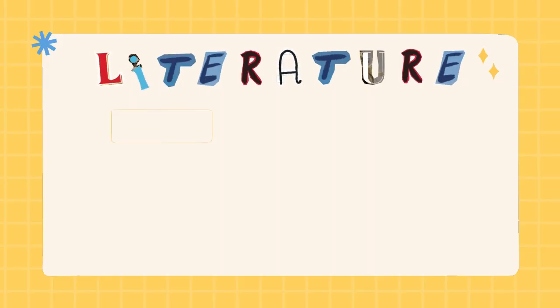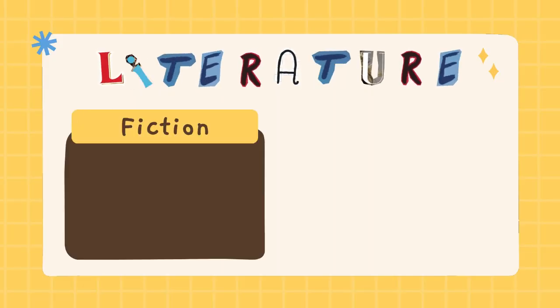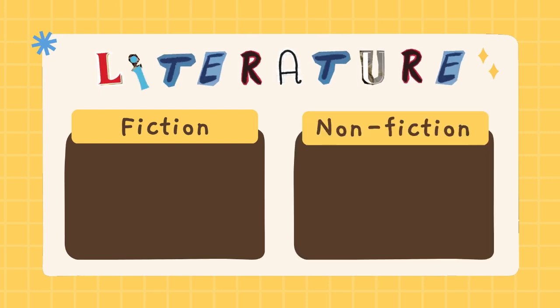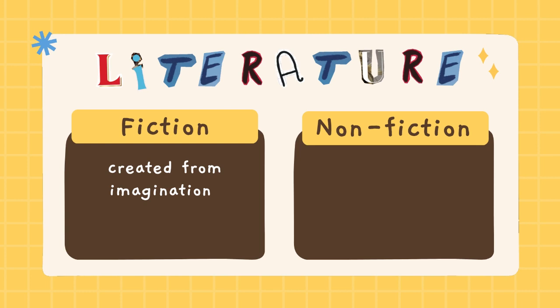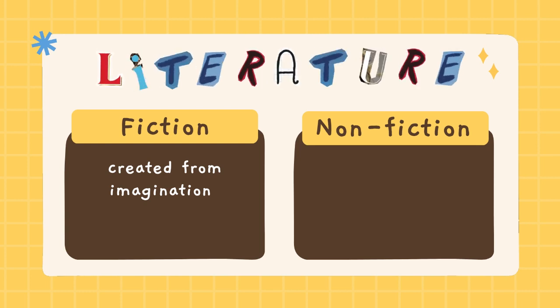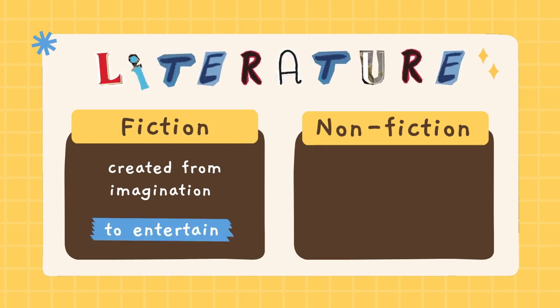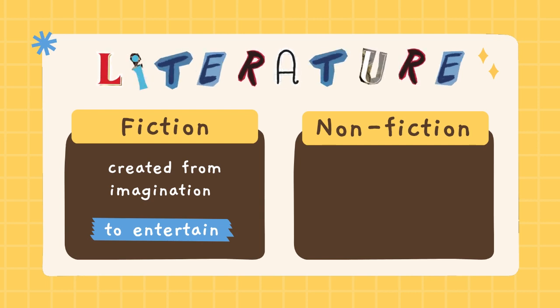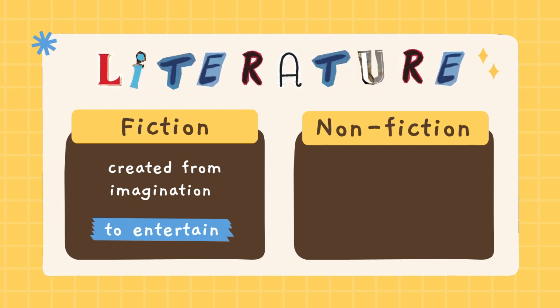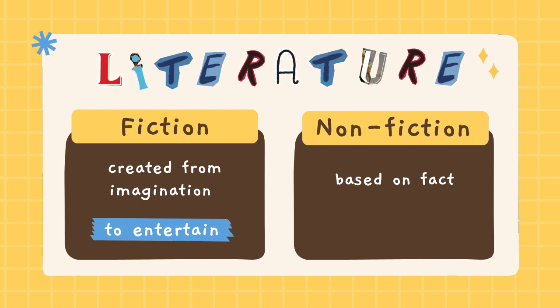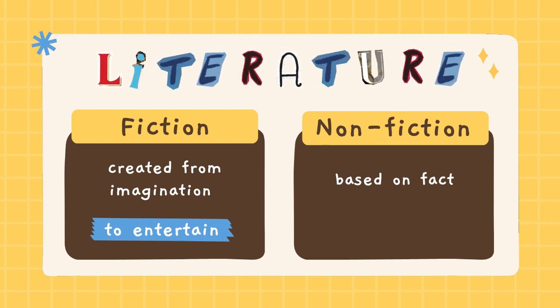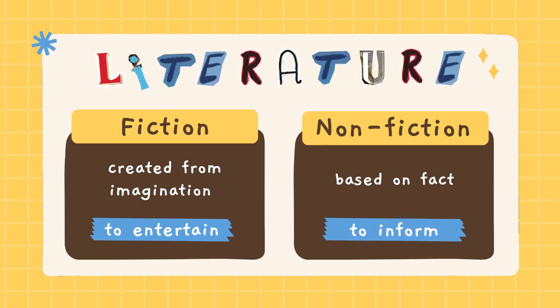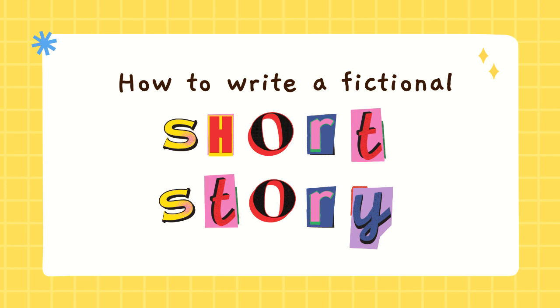There are two main categories of writing. These are fiction and non-fiction. Fiction refers to literature created from the imagination, and its main purpose is to entertain the reader. Non-fiction, on the other hand, refers to literature based on fact, and its main purpose is to inform the reader. For this lesson, we'll focus on writing a fictional short story.